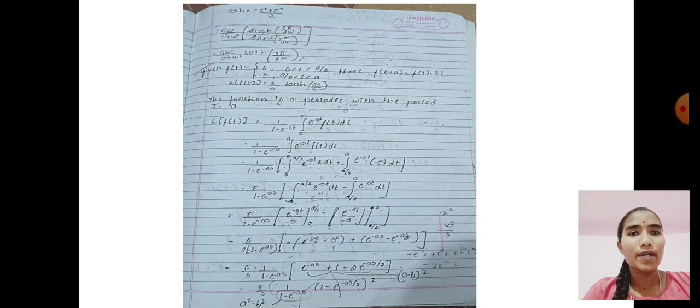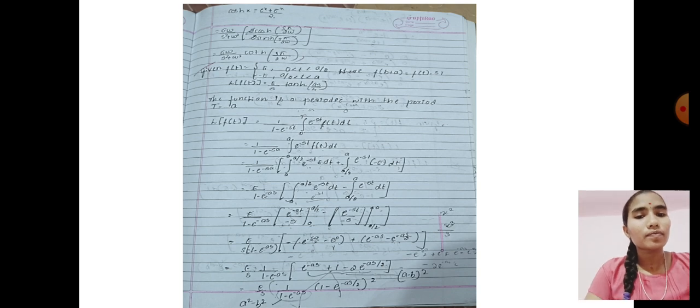Now next we are going to solve another sum. Given that f of t is equal to e for 0 less than t less than a by 2, and minus e for a by 2 less than t less than a, where f of t plus a is equal to f of t. Show that L of f of t is equal to e by s of tanh of as by 4.